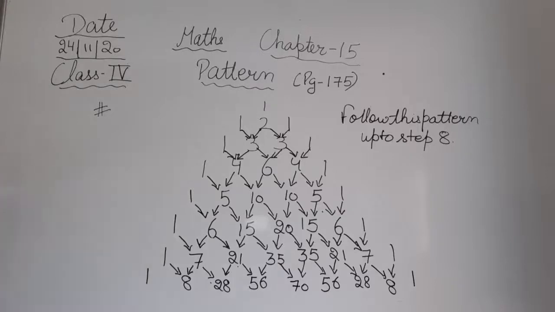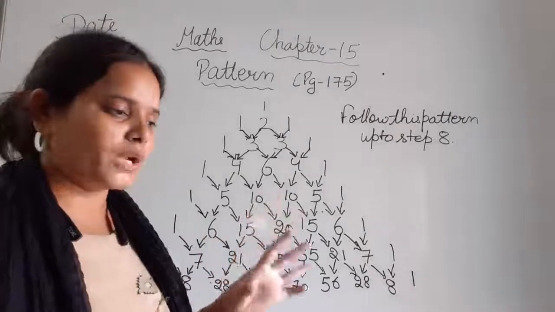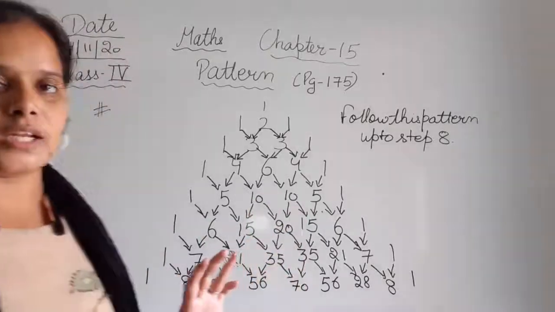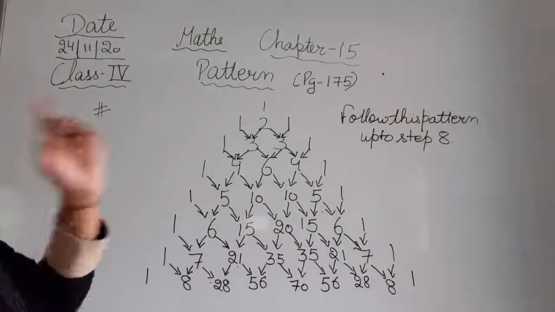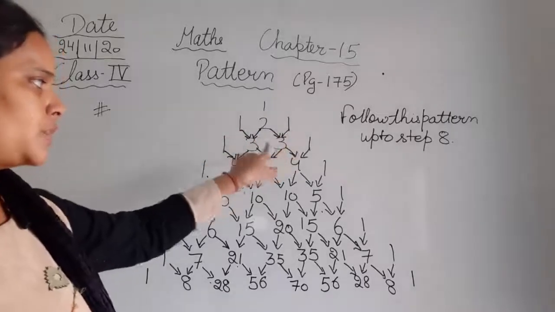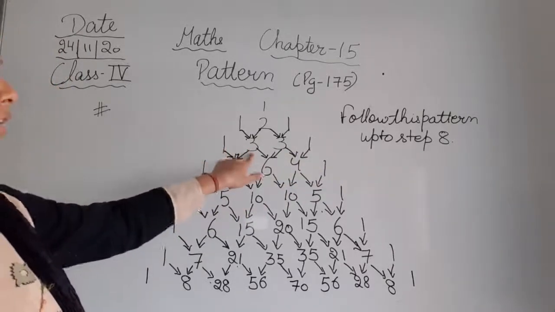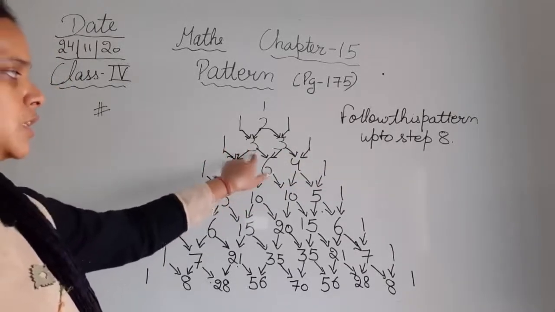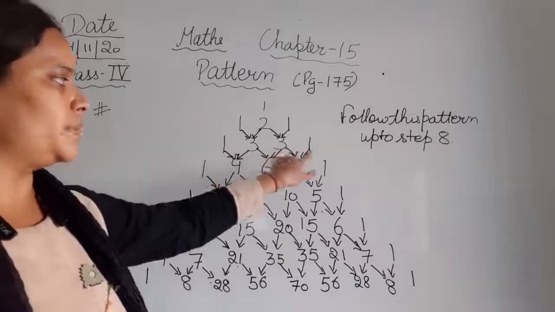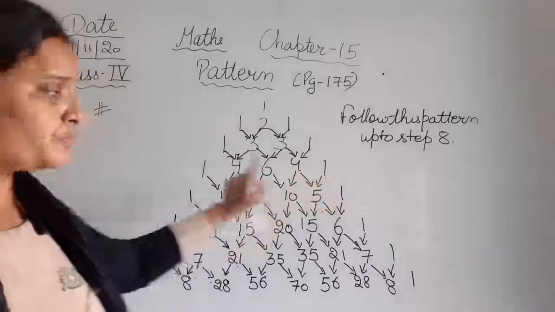In this we are just adding one number two times, and each time we are adding it with a different number. Here we are adding 1 and 2, we got 3, 2 and 1, 3. Again 1 on both sides. Next, 1 plus 3 is 4, 3 plus 3 is 6, 3 plus 1 is 4, and 1 on both sides. Clear?